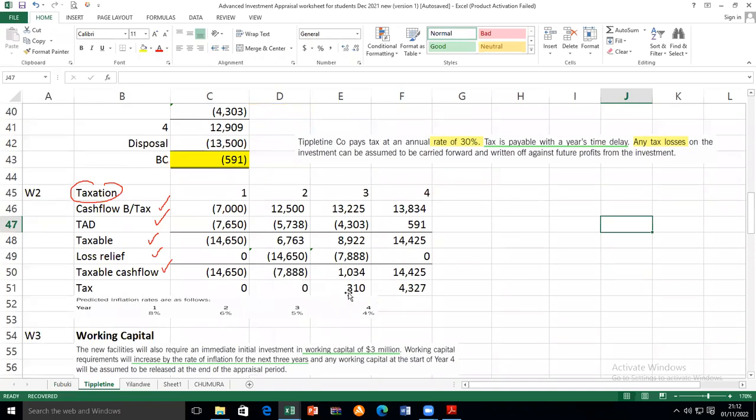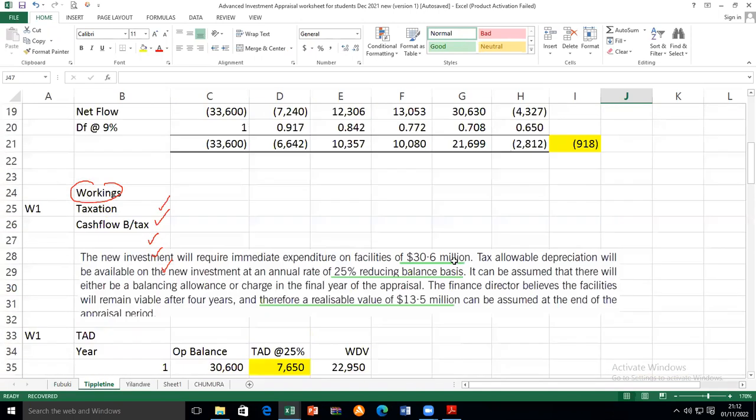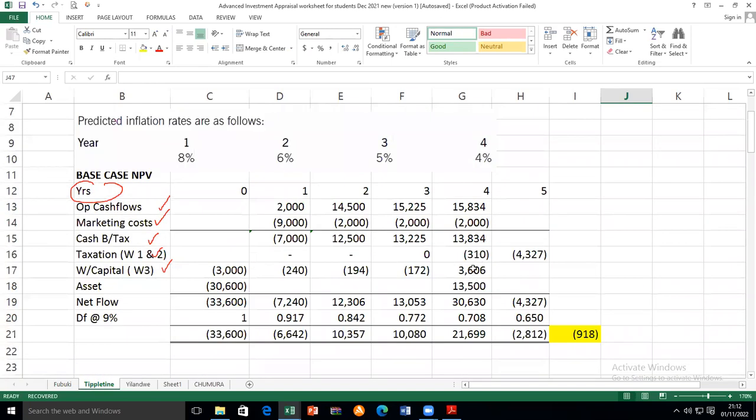The tax for year 3 is paid when? In year 4, the 310. Have you seen that? And that. Is that okay? This one, you got a very good point.